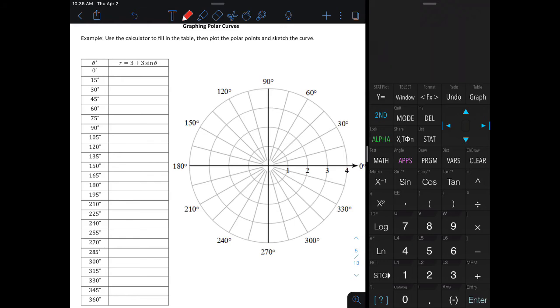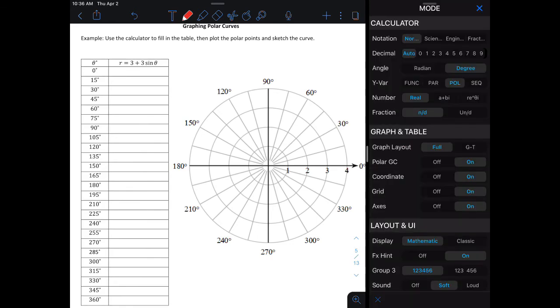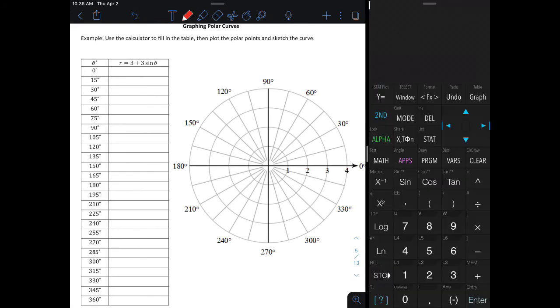Okay, so let's look at graphing another polar curve here. And this time, notice how the polar grid is in degrees. So when I go into my calculator to try to create this table of values, I need to make sure it's in the right mode. So I press mode, I confirm that it's in polar, and this time I have to make sure I change it over to degree for my angle. And I press y equals, and I type in the polar function here.